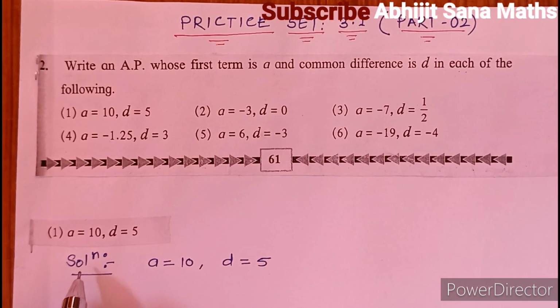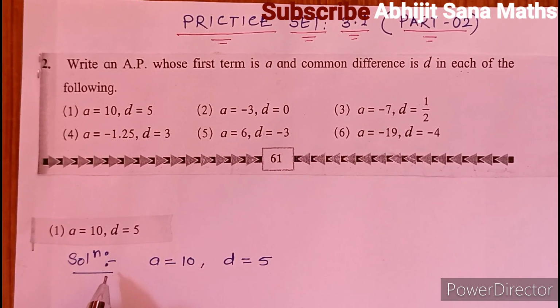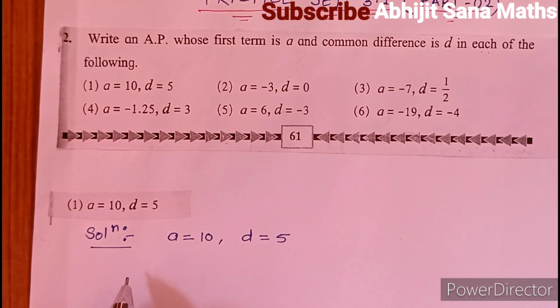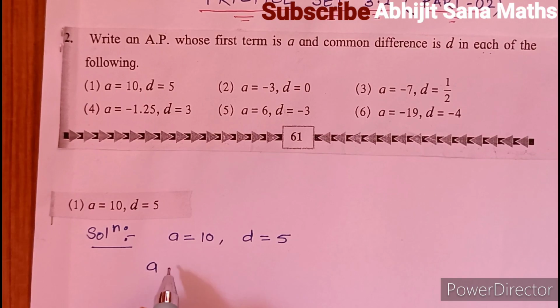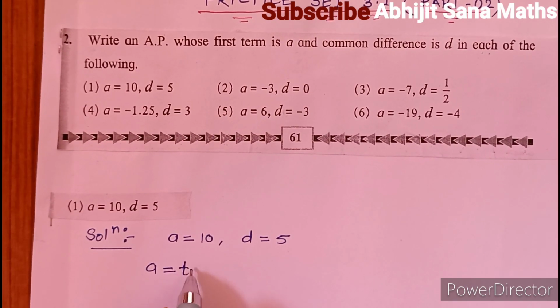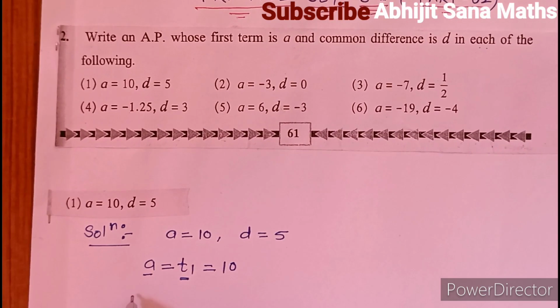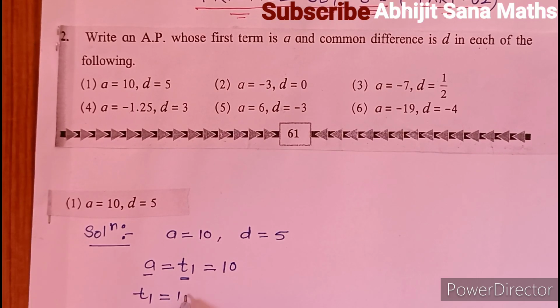Now question number 1 is A equals 10, D equals 5, which is written in the solution part as it is, that is A equals 10, D equals 5. Now we have to find the first term. We know that A equals T1, which means A and T1 are the same, therefore T1 equals 10.